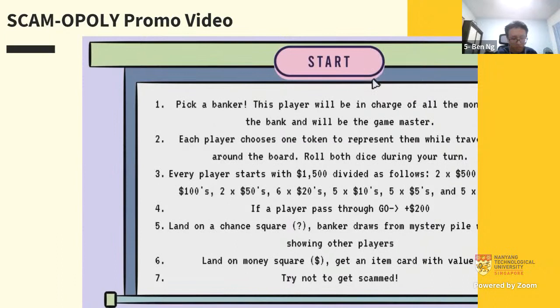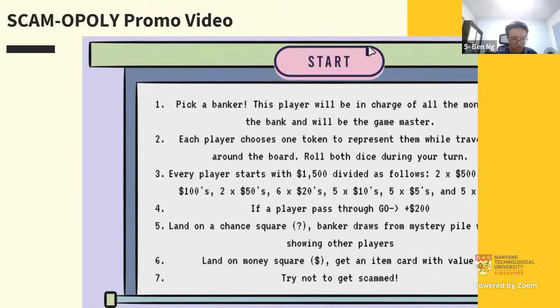Roll both dice during your turn. Number 3, each player starts with $1,500 divided as follows. Number 4, if a player passes through goal, they'll be given $200. Number 5, land on a chance square, and a banker draws from the mystery pile without showing other players. Number 6, land on a money square and you'll get an item card with value. Number 7, try not to get scammed.